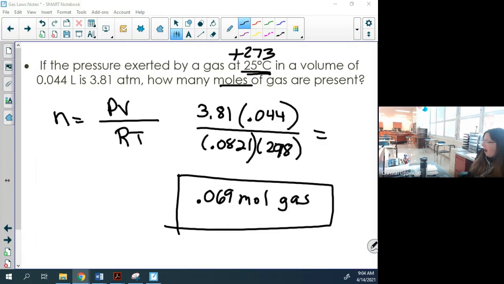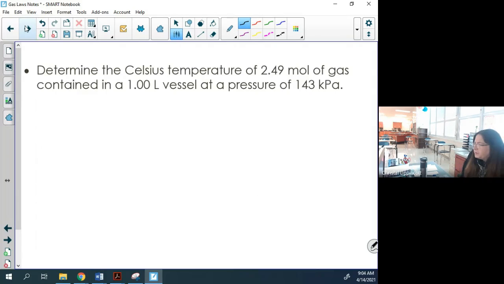Good? All right. Let's see if you can plug this into that formula. Once you get your Kelvin temperature, you have to convert it into Celsius. See if you can get that set up and figure out how to plug in your values and solve for that.